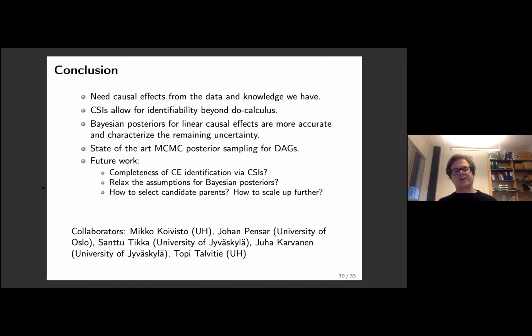We would also like to relax the assumptions we made to obtain the Bayesian posteriors, such as linearity and causal sufficiency. There could be more work to do in the MCMC sampling approach, for example, on how to select the candidate parents and what sort of tricks we can still make to scale up the MCMC approach further.